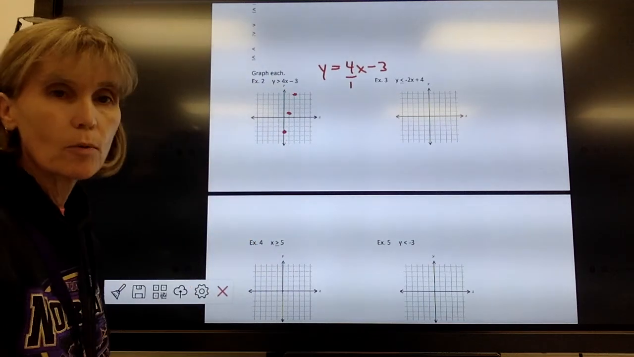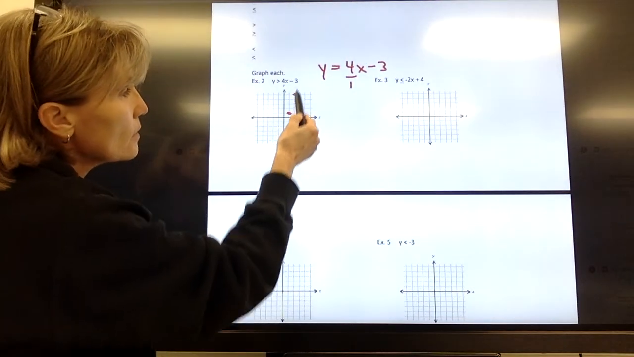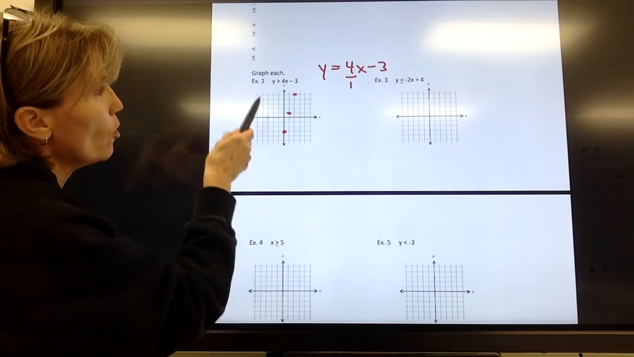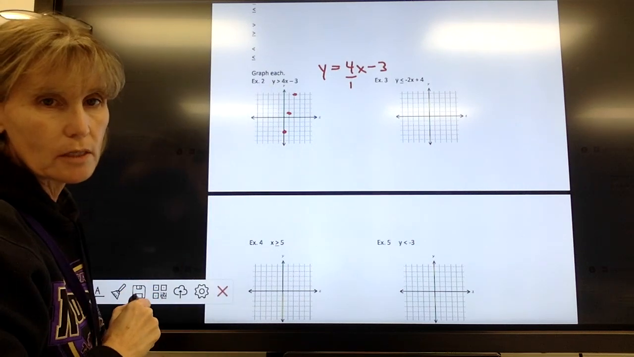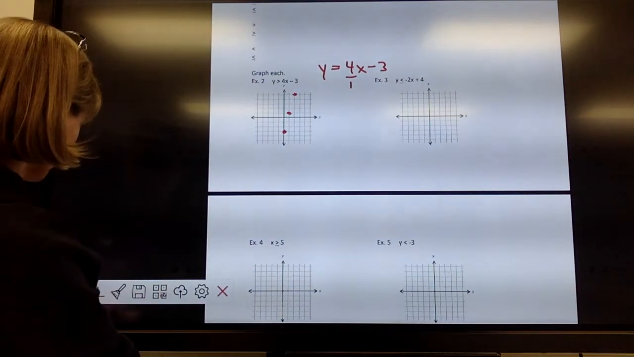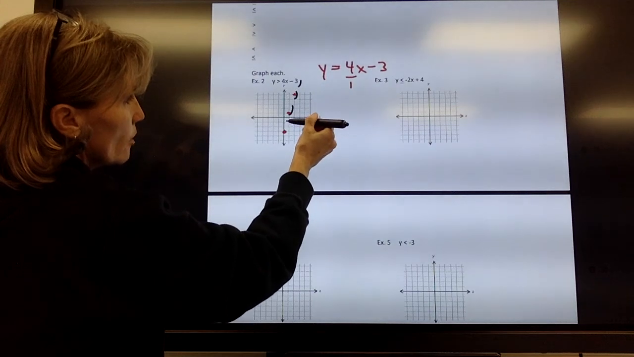Now, this is where we go back. This is how it's going to be different from an equation. I find the points to plot the same way I find the points as if it said equals. But now I go back. I've got an inequality here. And that inequality is just a greater than symbol. It does not say equal to. It just says greater than. And in that case, what you want to do is you want to use a broken line when you connect your points.